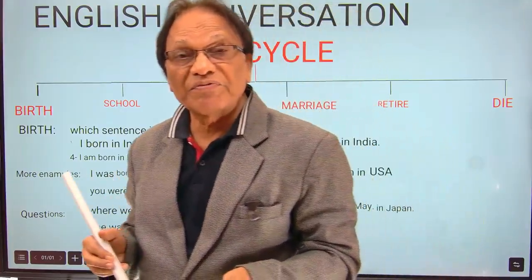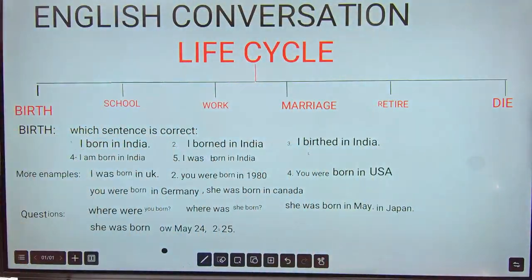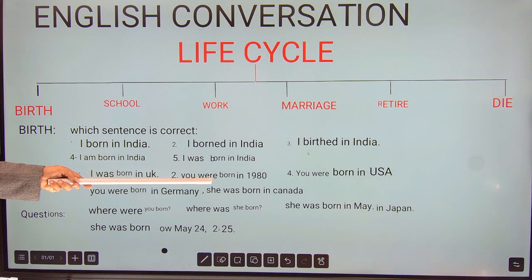Let's read some of the sentences before we go to the next one. The first phase, birth. Which sentence is correct? Here all are wrong except one, that is I was born in India. This is the right one. Then you have more examples. I was born in UK. This is right. You were born in 1980.